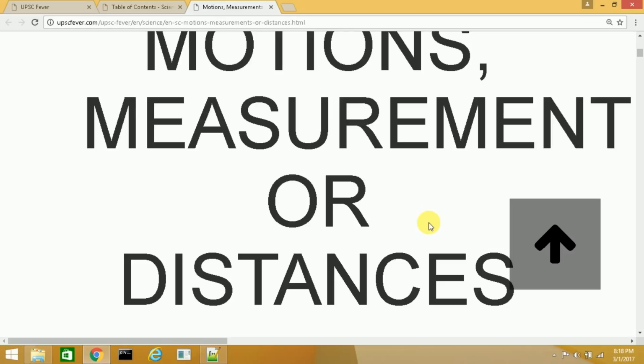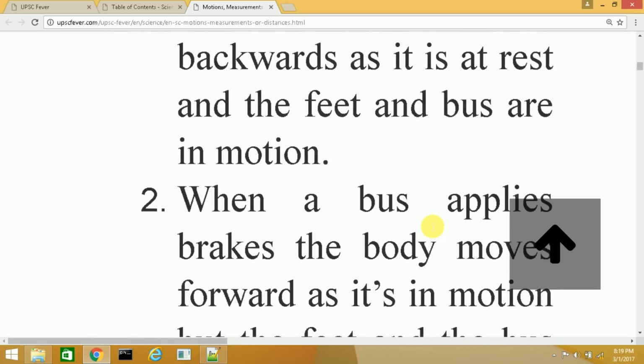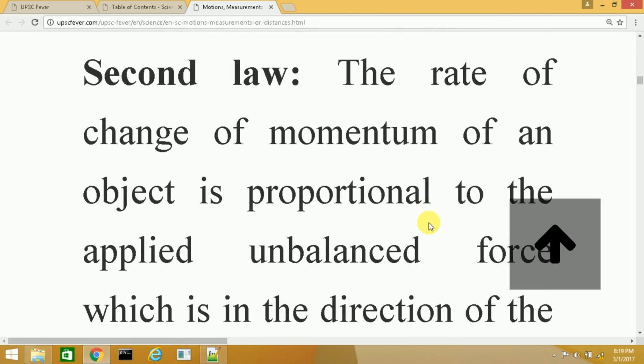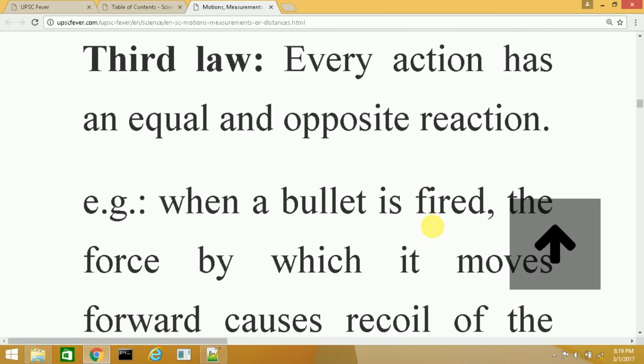The third law, which is a very popular law, states that every action has an equal and opposite reaction. So when a bullet is fired, the force that causes the bullet to move forward also causes recoil of the gun. Similarly, when a sailor jumps out on the coast from his boat, he moves forward, whereas the boat moves backwards. So these are the three laws of motion: the law of inertia, then the law of momentum, and finally the law of every action having an equal and opposite reaction.